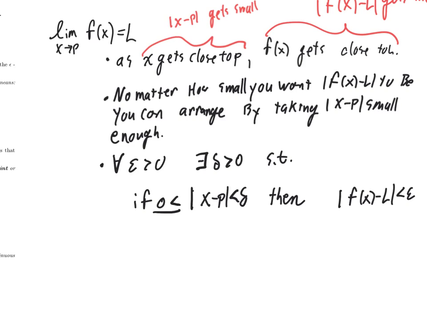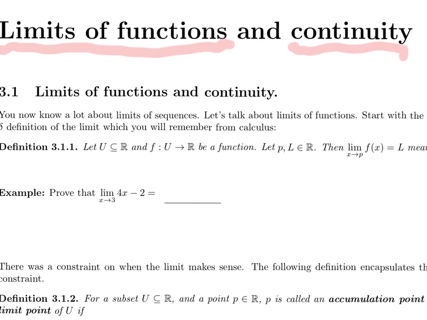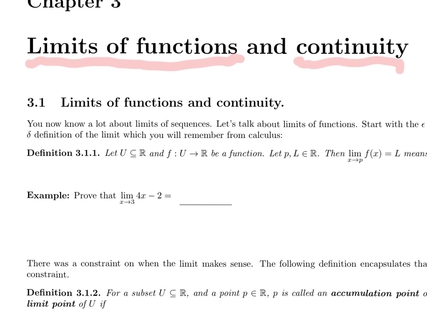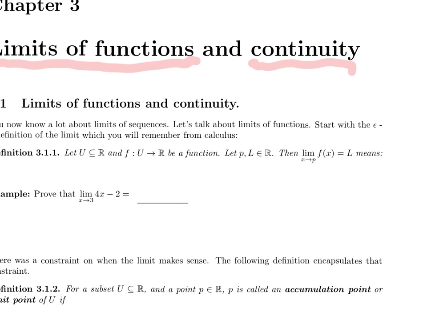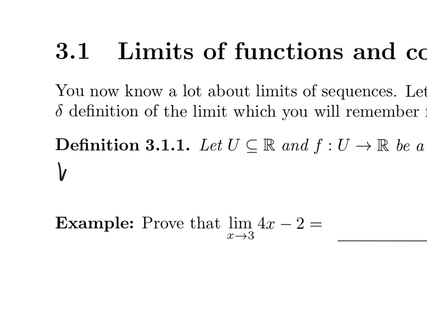There's the definition. I'm going to take exactly this and copy it in the space provided in the notes. Let U be a subset of R. So U is going to be the domain of the function. Let f be a function defined on U. Let p and L be real numbers. Then I'll say that the limit as x approaches p of f of x is equal to L means for every epsilon bigger than 0, there exists a delta bigger than 0 such that, let's quantify what x is.